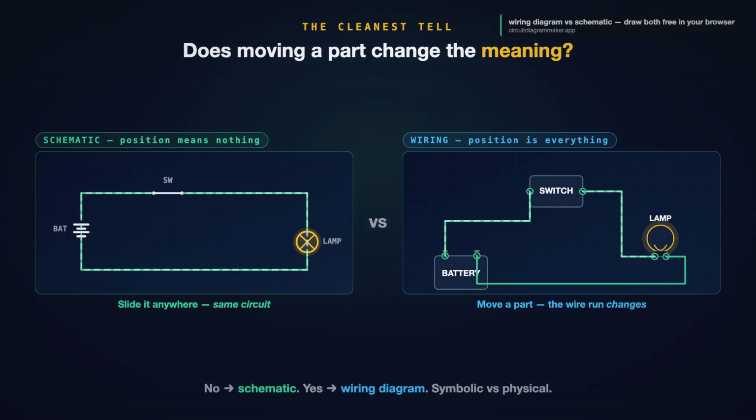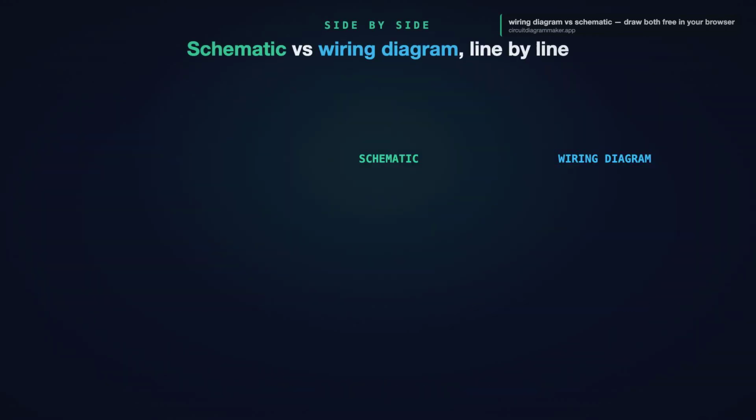Symbolic versus physical. Function versus layout. That is the real fault line. Let's put in a clean side-by-side so it sticks. A schematic is about function. A wiring diagram is about layout. A schematic uses standard symbols.